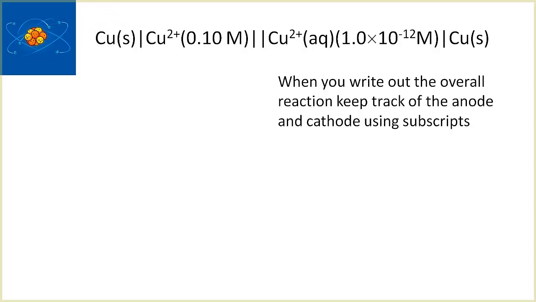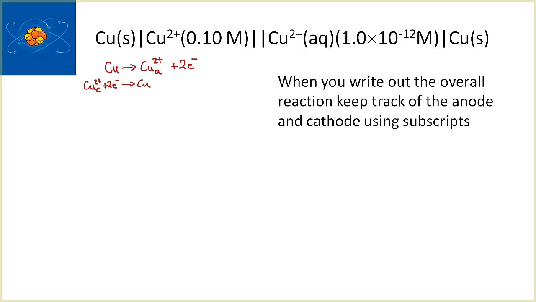The anode is oxidation. So we'll write our oxidation reaction. Cu goes to Cu2+ at the anode, plus 2 electrons. And then you can write for the cathode, it's the same reaction, but it's written as a reduction. So it's Cu2+ at the cathode plus 2 electrons goes to copper.